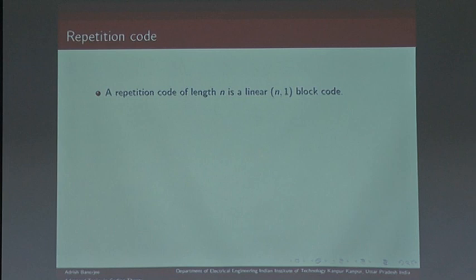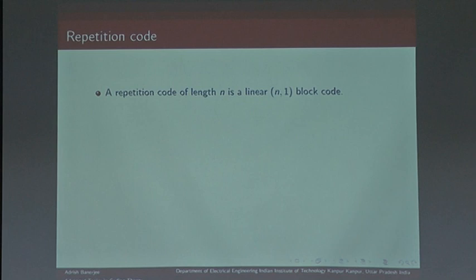The simplest code which one could think of is the repetition code. So a repetition code of length n is an (n,1) linear block code. Why? Because I by default assume the input is binary. Unless otherwise stated, I mean binary code. So a binary repetition code of length n has these parameters: length is n and k is 1. So there is only one input, which can be 0 or 1, basically a one bit input, right?